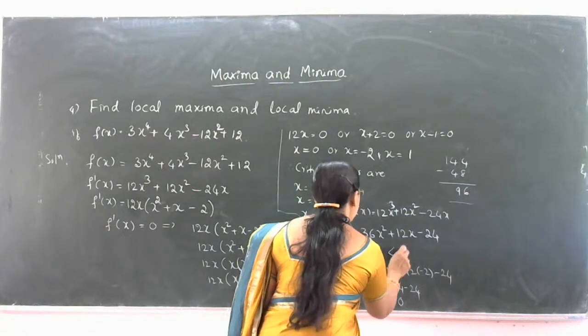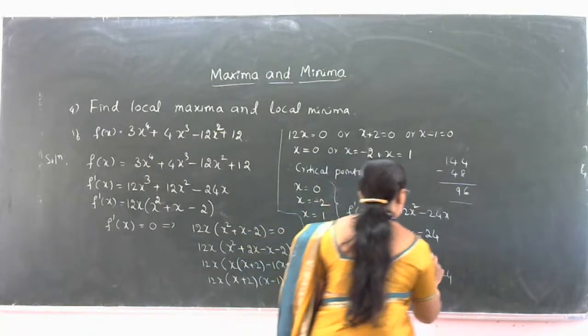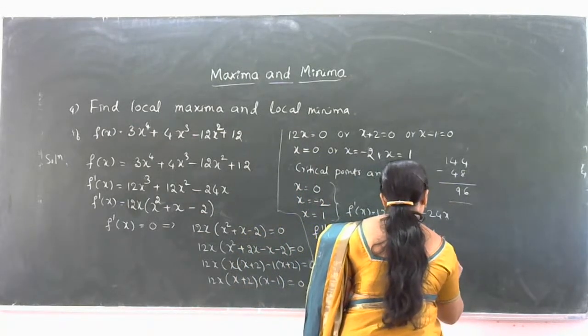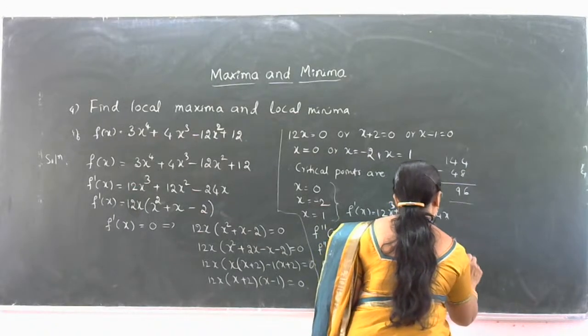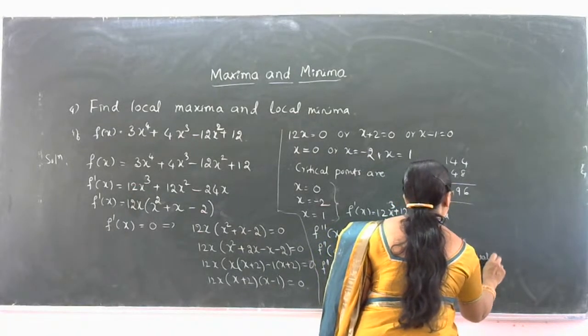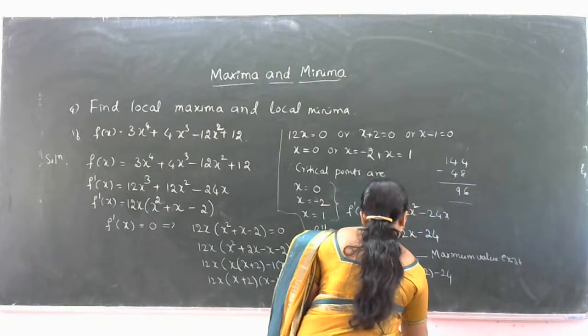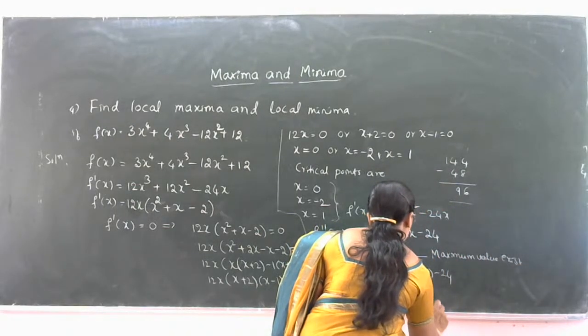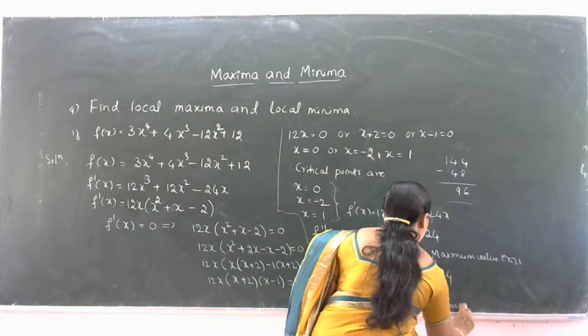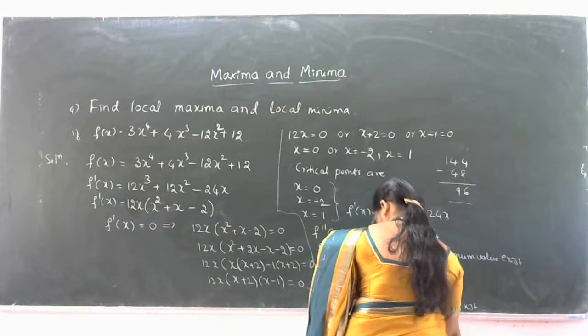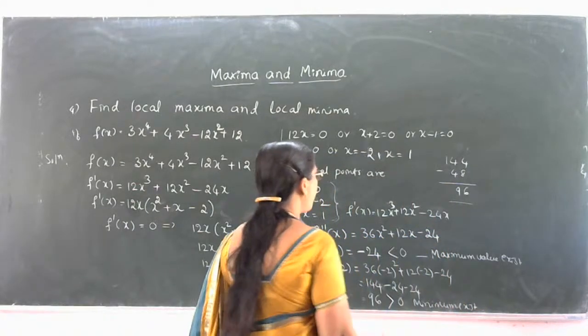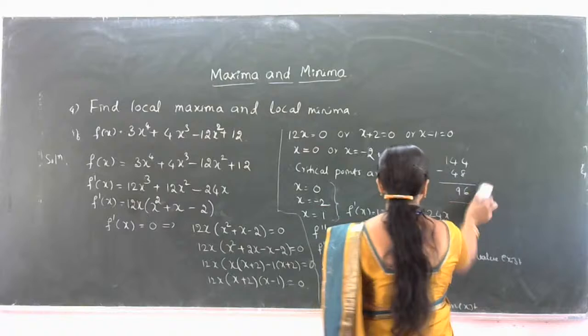At x equal to 0 the value is less than 0. Therefore, here a maximum value exists. Here a minimum value exists.